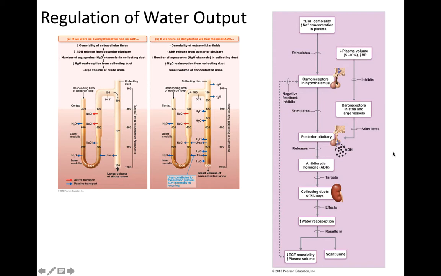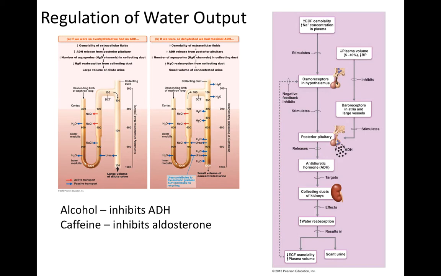So there's a couple different chemicals that play a role in the regulation of water output that might be familiar to you: alcohol and caffeine. So both of these are what are known as diuretics. They increase the volume of urine, and they are both what are called dehydrators because they interfere with your ability to reabsorb water. They do it in a different way.